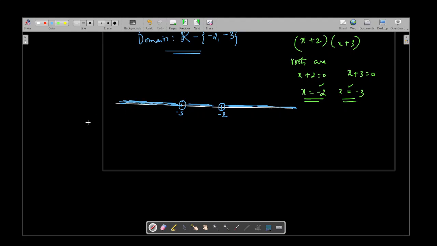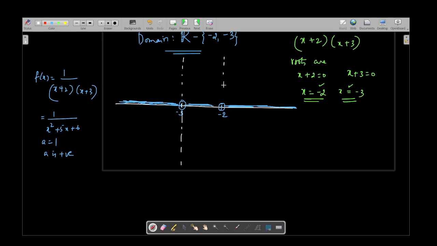Now, how the curve looks is very important here. We have f of x equal to 1 by x plus 2 and x plus 3, which is also 1 over x squared plus 5x plus 6. Here the coefficient of x squared is 1, which is positive. If a is positive, then the curve will look like this. Let us draw it as a dotted line. If you put x equal to minus 3, f of minus 3 will be 1 by minus 3 plus 2 into minus 3 plus 3, which is 1 by 0, which is infinity. So at minus 3, the curve starts at infinity, a very large value, and goes to 0 like this.